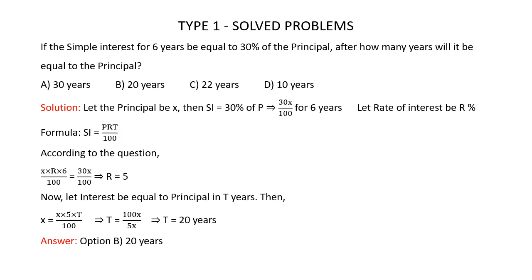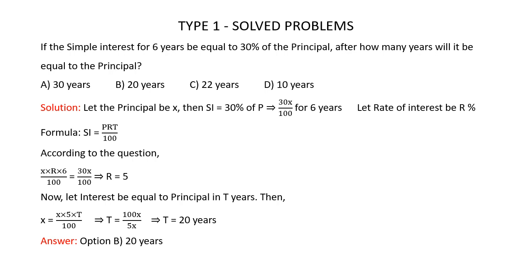Now it's given in the question that simple interest for 6 years is equal to 30% of the principal. This means X multiplied by R multiplied by 6 divided by 100 is equal to 30x by 100. On solving this, we get R is equal to 5, which means the rate of interest is 5% per annum. Now we are asked to find out in how many years will the simple interest be equal to the principal.